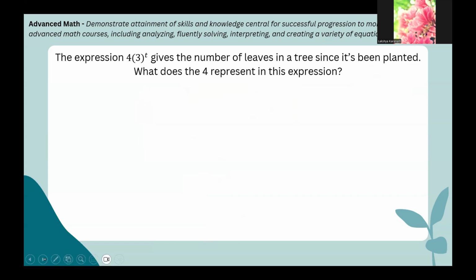Alrighty, so the expression 4 times 3 to the t power gives the number of leaves in a tree since it's been planted. What does the 4 represent in this expression? So this is a typical exponential format. You will see this in the context of interest sometimes, in interest problems. You will see this in terms of exponential growth and decay sometimes. So this is kind of like a real world situation that you might see.